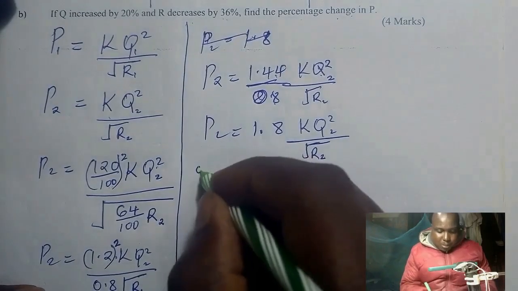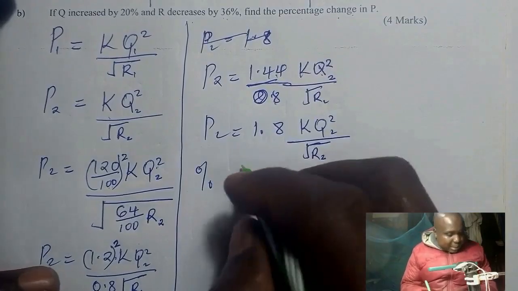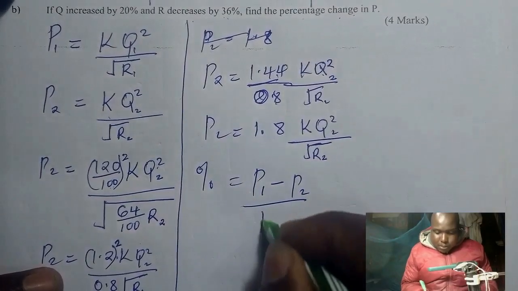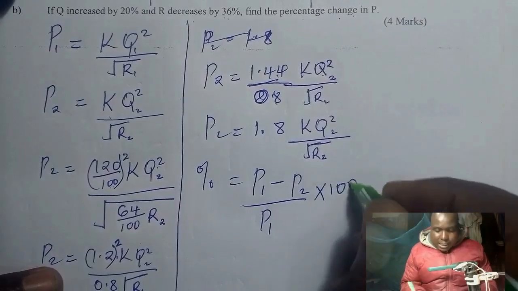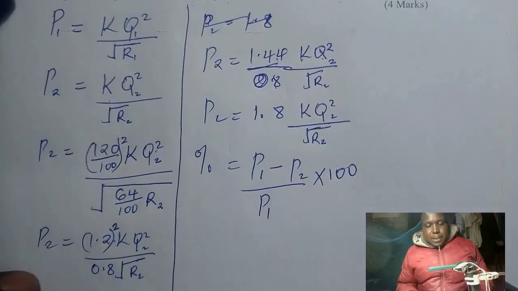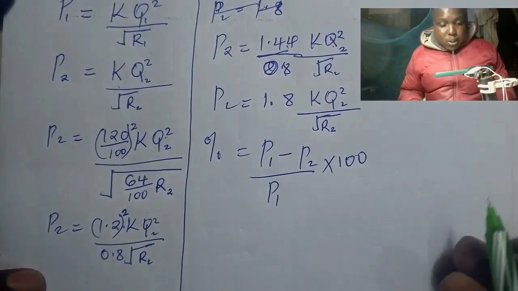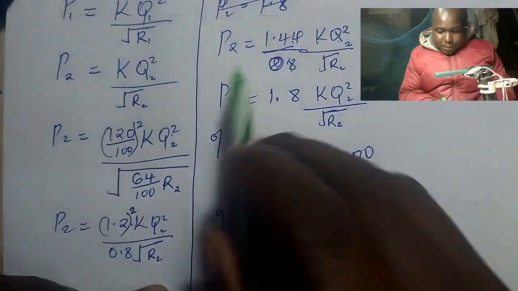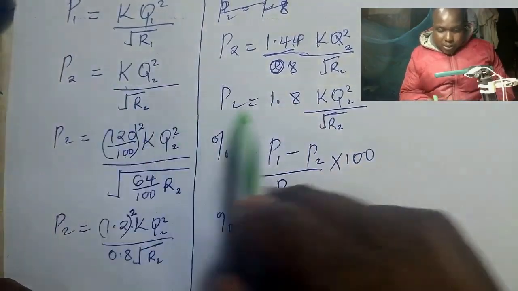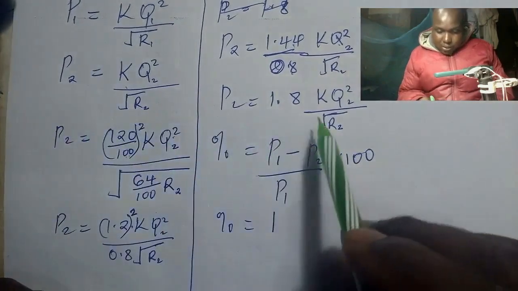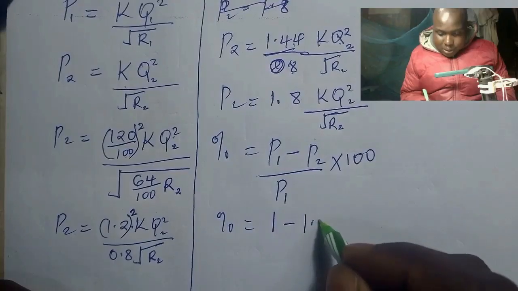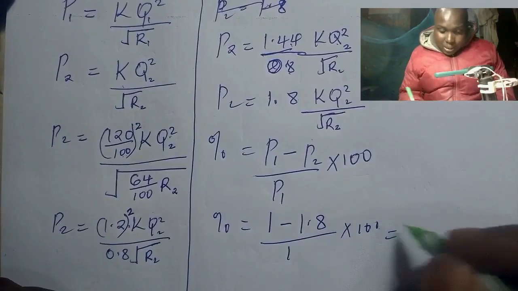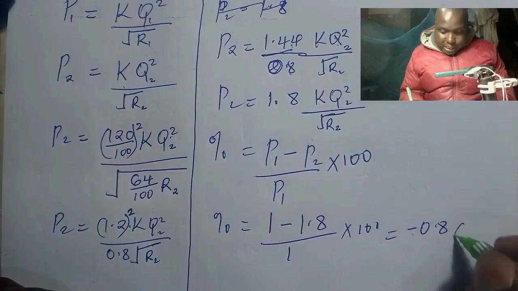Now what we have is P2. But how do you get a percentage? The percentage increase or decrease is equal to P1, the original, minus P2, divided by P1, times 100. That gives us the percentage increase or decrease. For P1 the coefficient is 1, and here the coefficient is 1.8. So we have 1 minus 1.8 divided by 1 times 100, and you find this is negative 0.8 times 100.